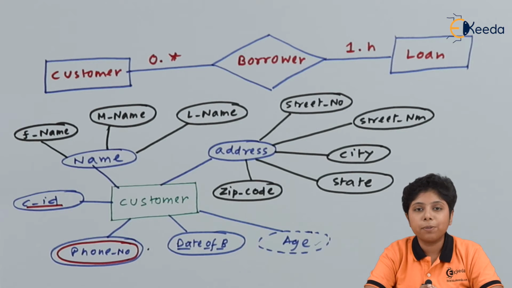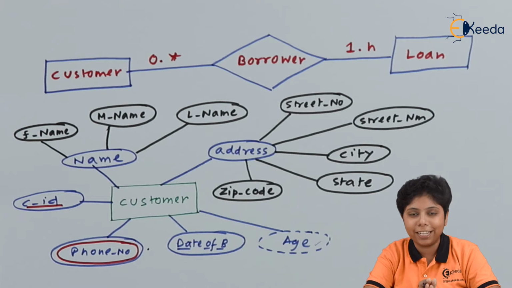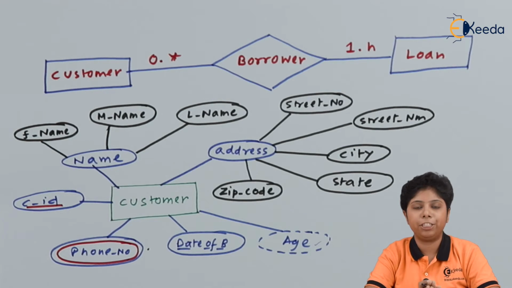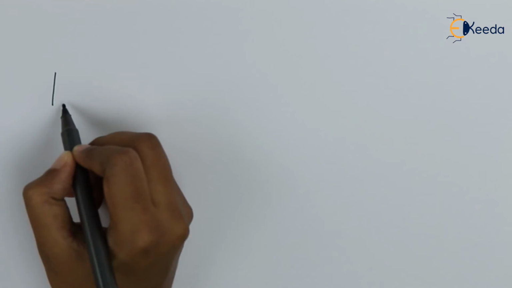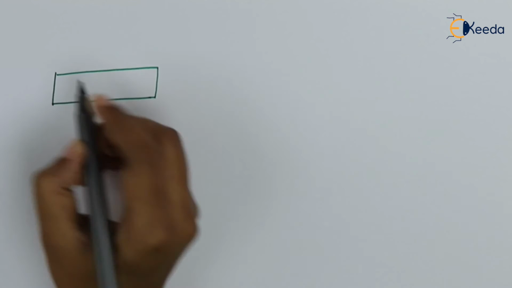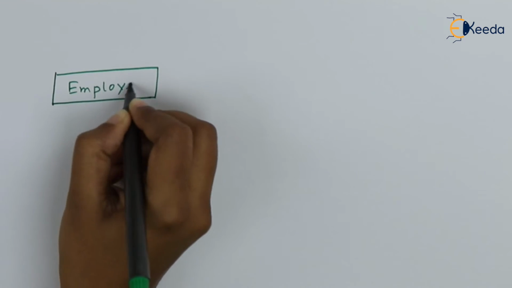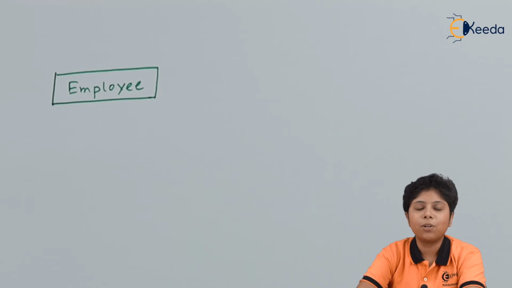Now, how do we represent the total participation of a particular entity in the relation? Let's look at this example first. I am talking about an employee. Let us look at this example for the explanation of the attributes of an employee. So what are the attributes that we can have with an employee entity?